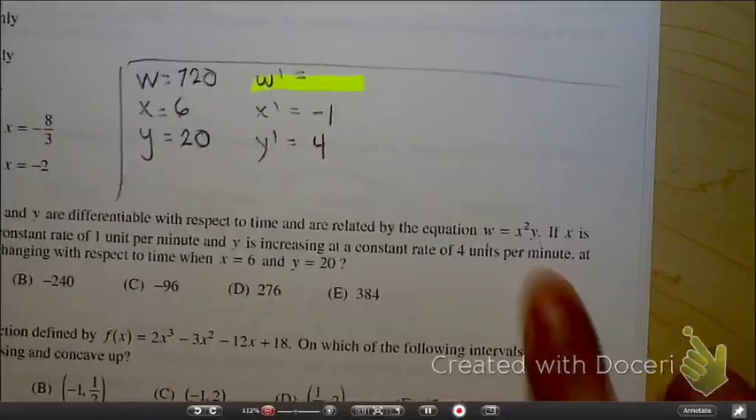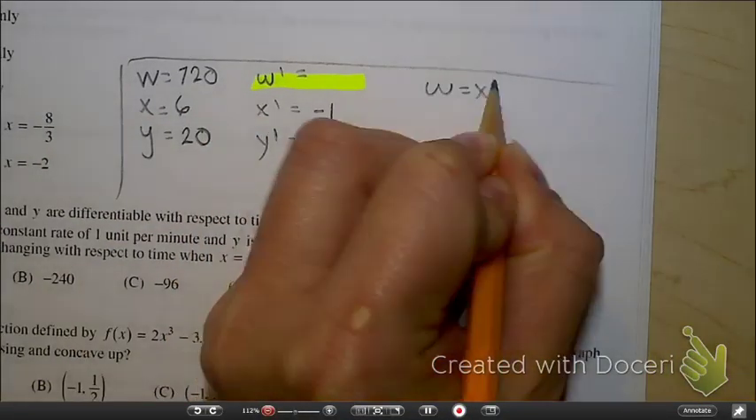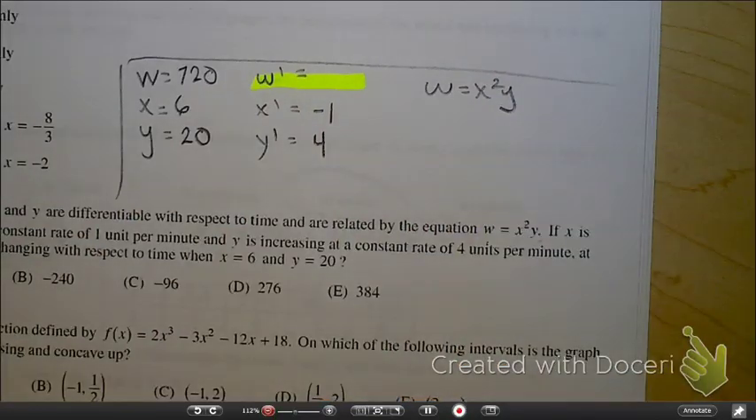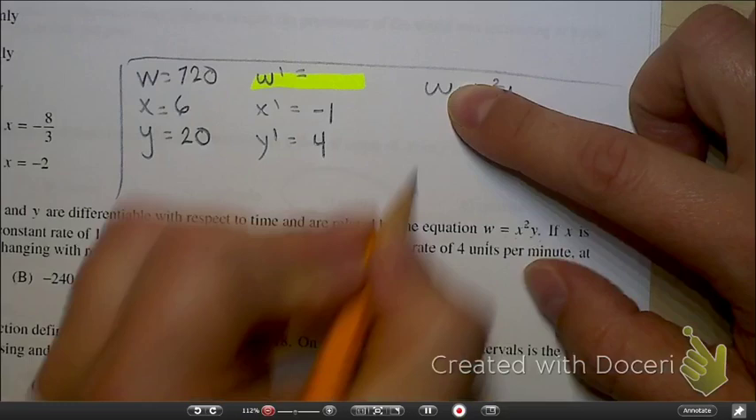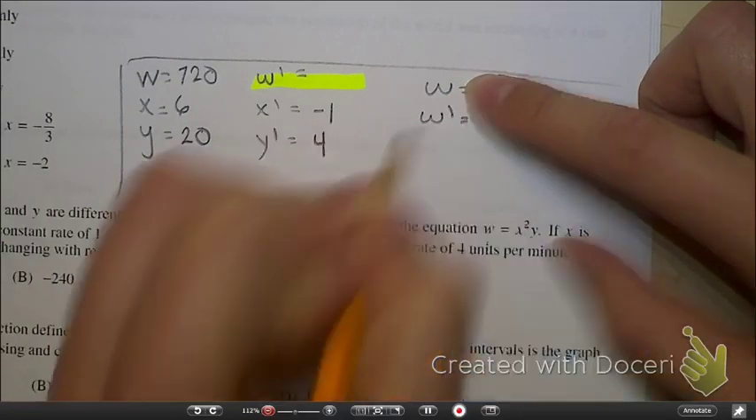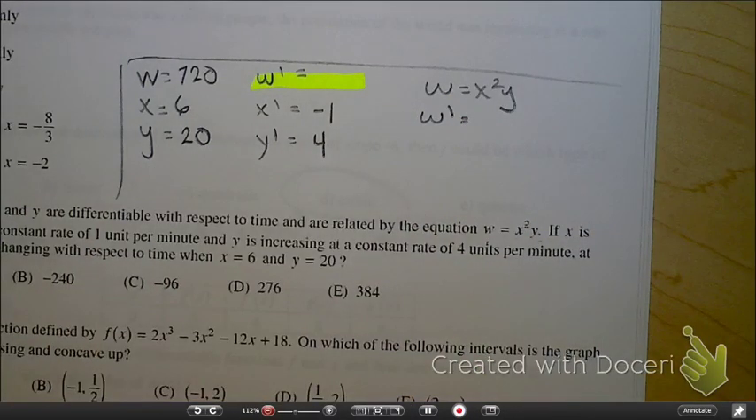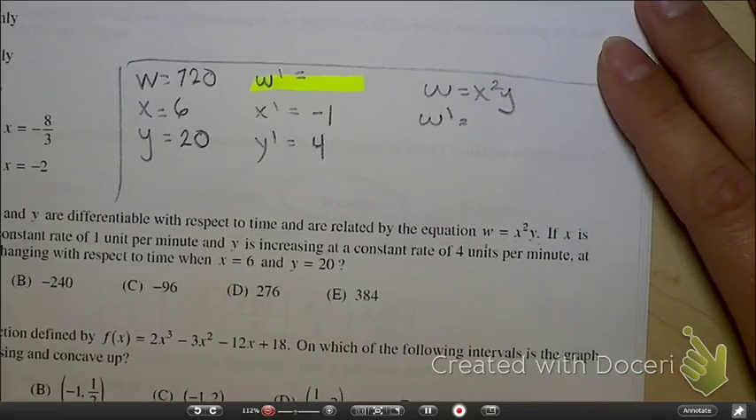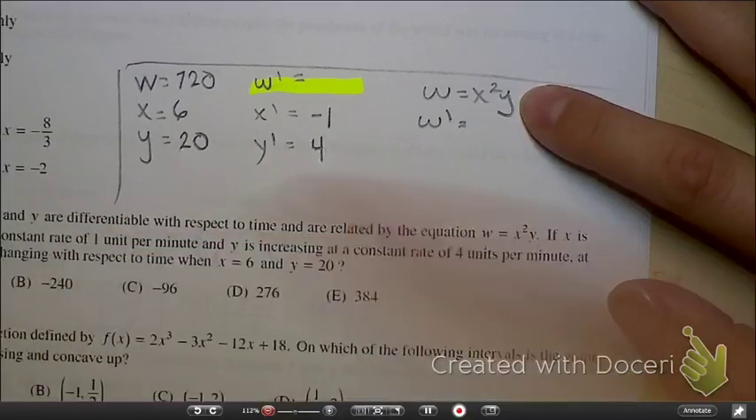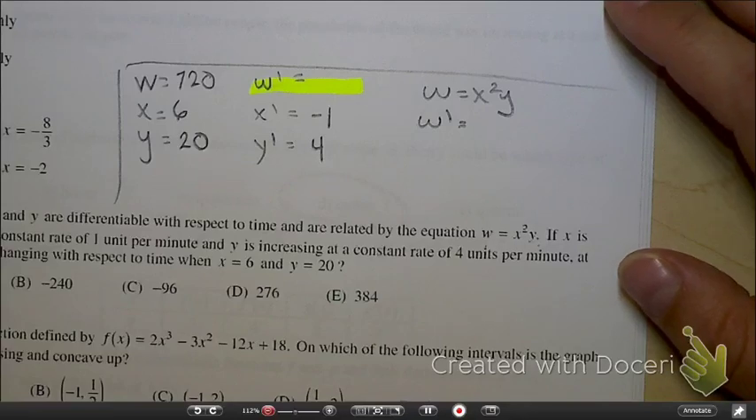We need to take the derivative of that function. So we have w equals x squared y. All right, this derivative is a little gnarly. The derivative of w is w prime. The derivative of x squared y, since neither of those is the important variable, time, we have to use the product rule. Inside of the product rule, however, we're going to need the chain rule for the derivative of x squared. So I'm going to go ahead and set that up. I'll just write it out. If you have questions about it later, you can ask me though.